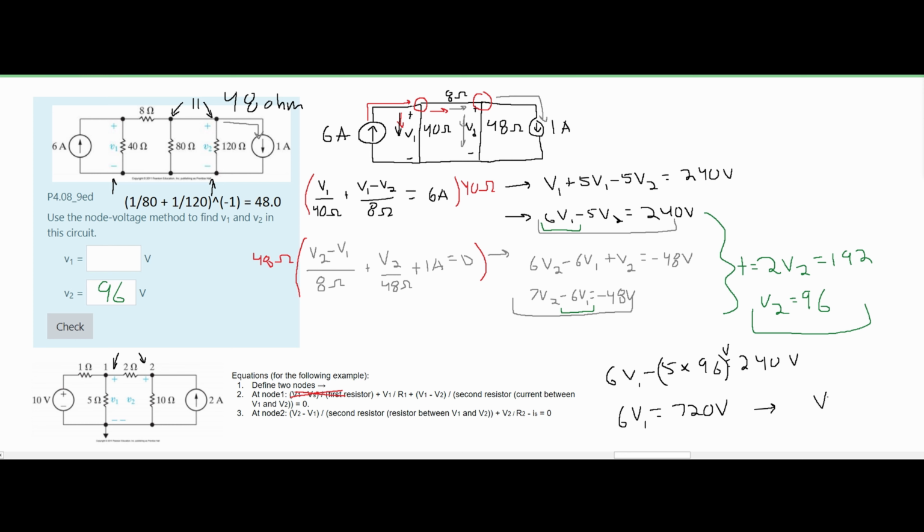We can divide both sides by 6 to get V1 by itself. And then if we do this, we're going to get V1 is equal to 120 volts. This is the answer for V1, and that is how you do this problem.